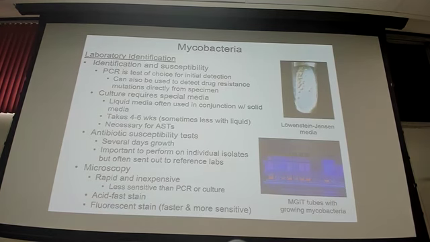In terms of lab identification, we will do PCR. We have some PCR tests for this. Some of those PCRs, like GeneXpert, have a PCR cartridge for TB. Some of them will even detect antibiotic resistance genes, which is really nice too. But as I said before, you still have to do everything else.